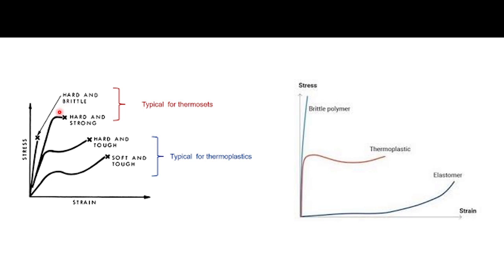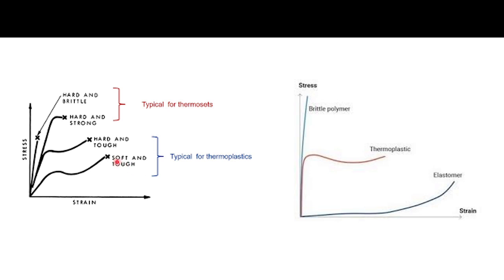It will behave like a hard and strong material, like a thermoset material, where there will be some cross-linking present in the polymer. So for this there will be no change in shape. But a typical thermoplastic material may behave like a hard material that can absorb a certain load, but it can also yield, so it can go to plastic deformation.